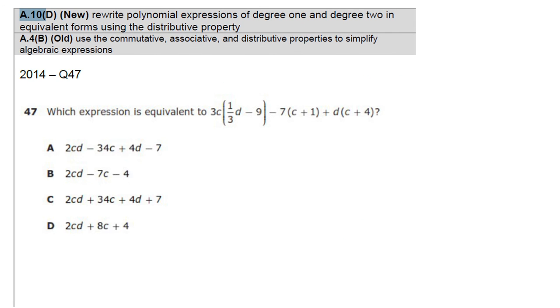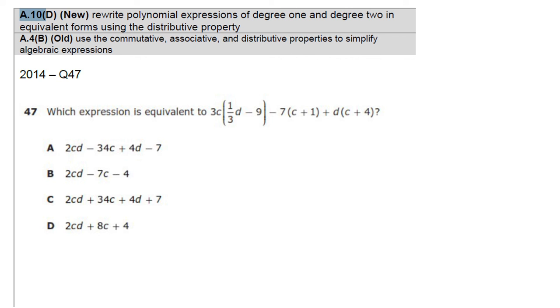Okay, last question for today. This one is similar. They're just trying to trick us by putting a C and a D in the question, but I'll get to that in a second. So we're doing 3c times 1/3 d minus 9, then negative 7 parentheses c plus 1, plus d parentheses c plus 4. If you need more time to write this down, then pause the video.